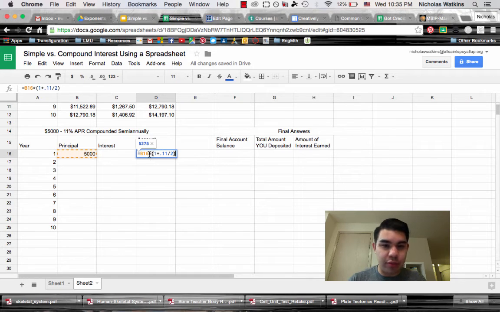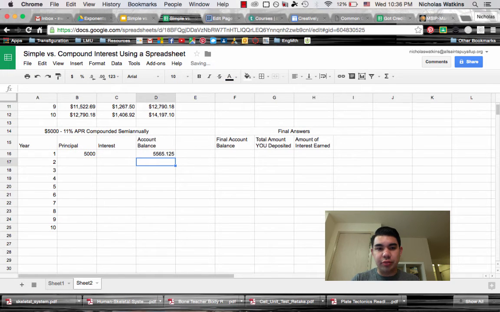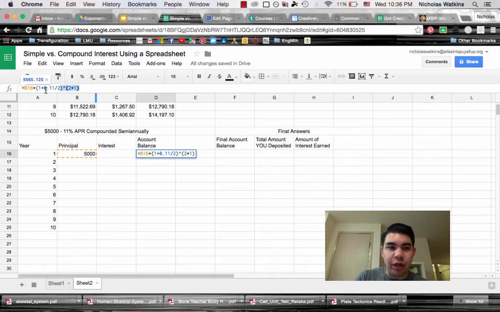We're not done with our formula yet. We started with our principal, and then 1 plus our rate divided by 2, because it's semi-annual. And now this is all to the power of nt. So in this case, we put our parentheses, 2, because remember, the number of times it's being compounded is twice, times 1, because we're only looking at one time period right now. We're in year 1. So let's go ahead and press enter. If you did that correctly, you'll end up with 5,565.125. If you did not get that number, make sure the formula that you entered is the same as the formula up here.